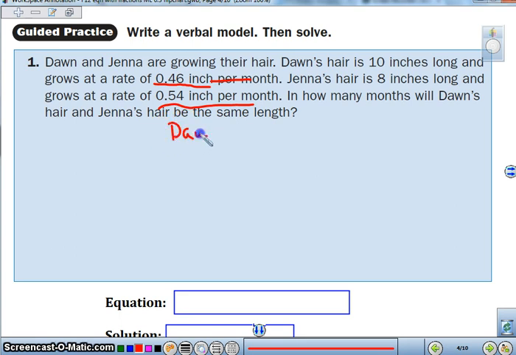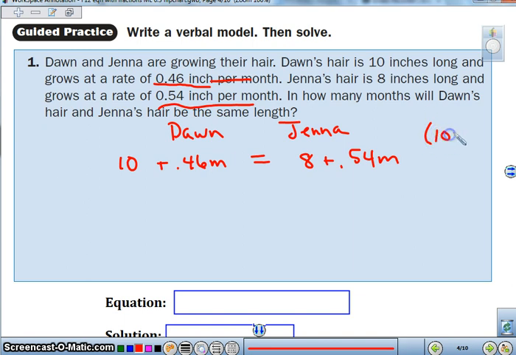So we have Dawn and we have Jenna. Dawn starts at 10 plus 0.46m, because that's our slope. Jenna's started at 8 inches plus 0.54m. Since we have 2 numbers behind our decimal point, we're going to multiply every single thing by 100. If we multiply 10 by 100, we have 1,000, plus 46m equals 800 plus 54m.